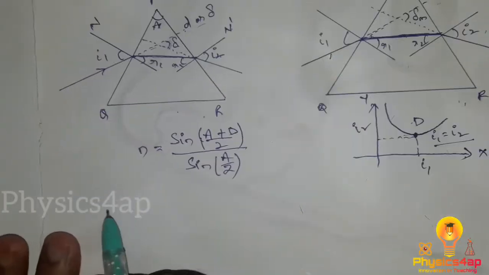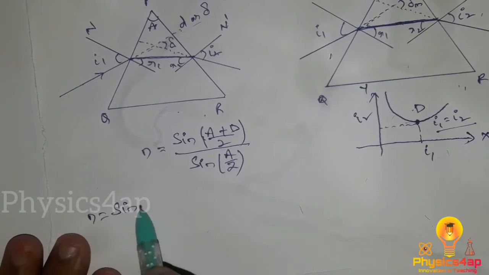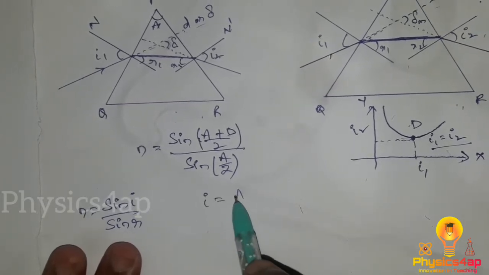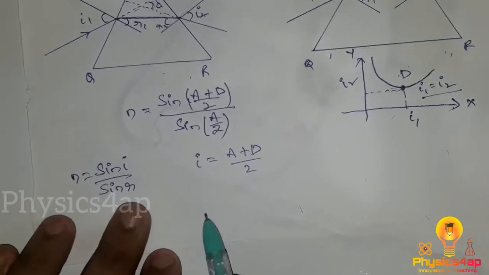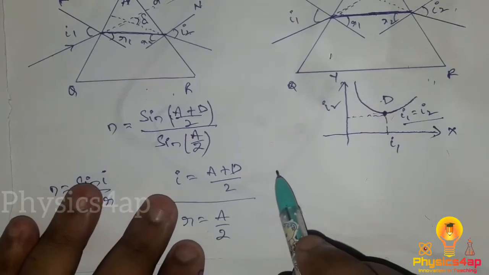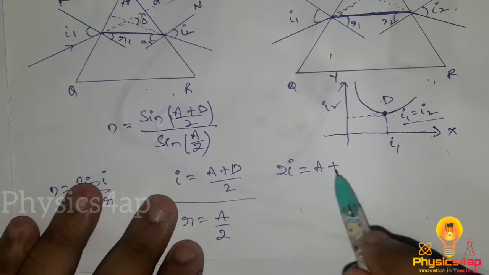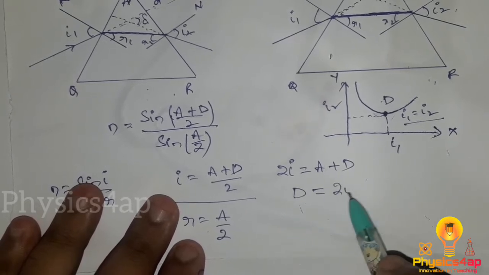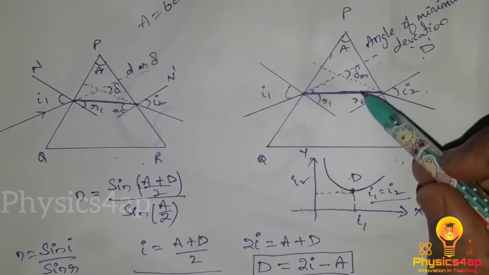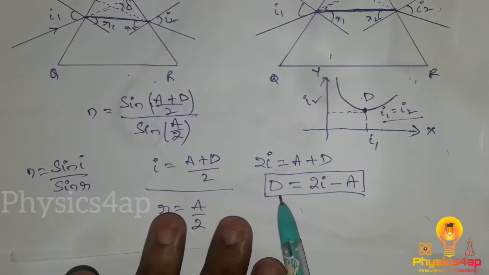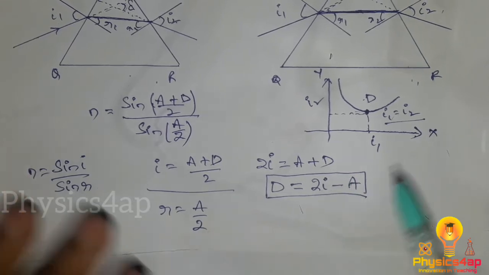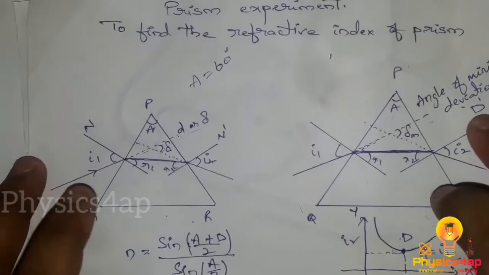Actually, we get this from the formula n equals sine i by sine r. In this case, i is equal to (A plus D) by 2, and r is equal to A by 2. If we modify this a little bit, we get 2i equals A plus D. From this, D equals 2i minus A. So this is the formula for the minimum deviation, that is, if you want to find the minimum deviation, we have the formula D equals 2i minus A. Is it clear? So this is how we find the refractive index of the prism.